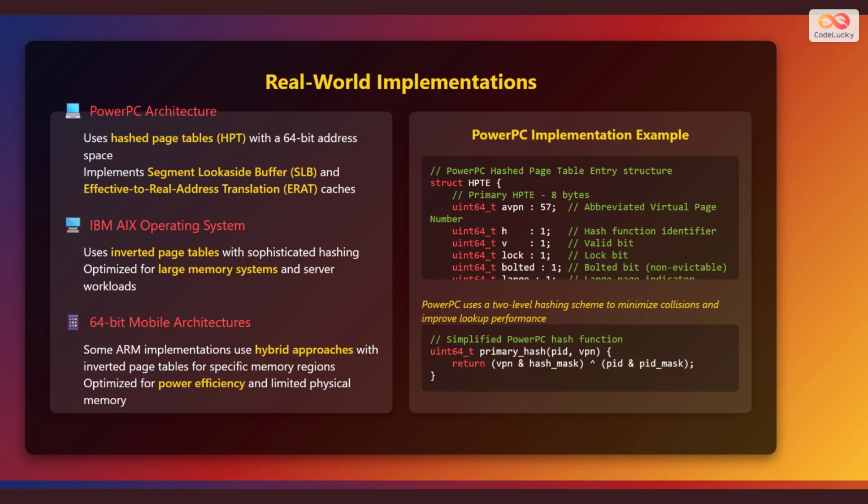Let's explore real-world implementations of inverted page tables. The PowerPC architecture uses hash page tables, also known as HPTs, with a 64-bit address space. It implements a segment look-aside buffer, or SLB, and effective to real address translation, or ERAT caches. The IBM AIX operating system uses inverted page tables with sophisticated hashing. It is optimized for large memory systems and server workloads. Certain 64-bit mobile architectures use hybrid approaches with inverted page tables for specific memory regions, which are optimized for power efficiency and limited physical memory.